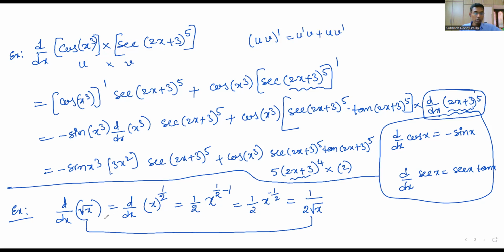Remembering is not so difficult, because just by saying x to the power of 1 by 2, the derivative is 1 by 2 into x to the power of 1 by 2 minus 1. That is 1 by 2 into x to the power of minus 1 by 2. This is 1 by 2 root x. If it comes to the denominator, it is 1 by x to the power of 1 by 2, so 1 by 2 root x. So you can remember it.